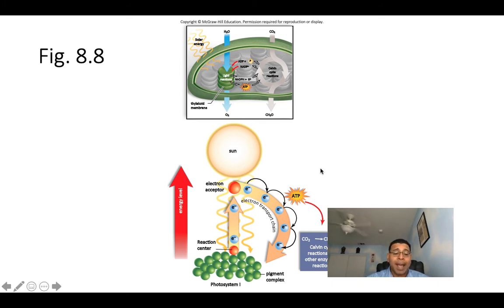As the electrons pass from one carrier to the next, their energy becomes stored as hydrogen ion gradient. Again, the flow of hydrogen ions down their electrochemical gradient through ATP synthase complexes produces ATP.